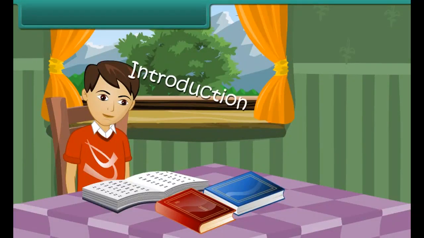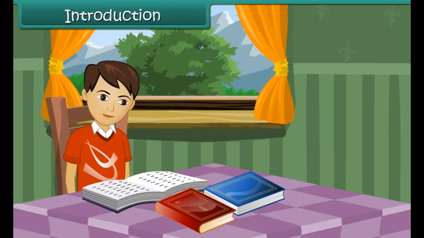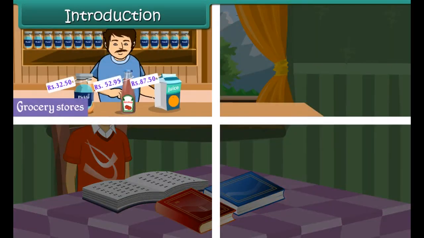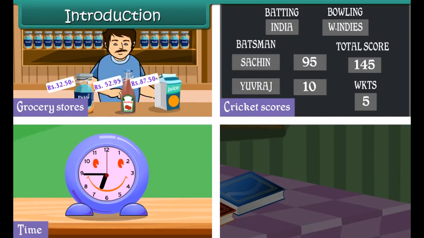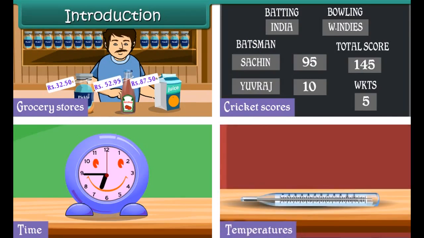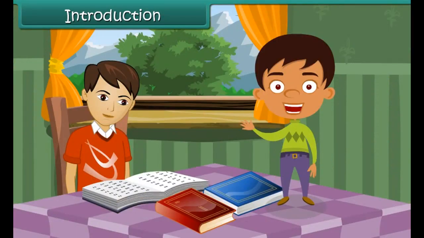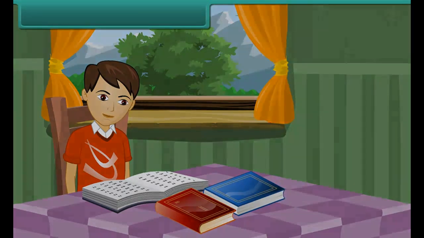Introduction. Ravi is hooked to numbers. He finds them fascinating. They are everywhere, from books to grocery stores to cricket scores to birthdays to time to marks to temperatures, everywhere. Ravi simply loves collecting amazing facts about numbers. Let us share some interesting number facts with Ravi.